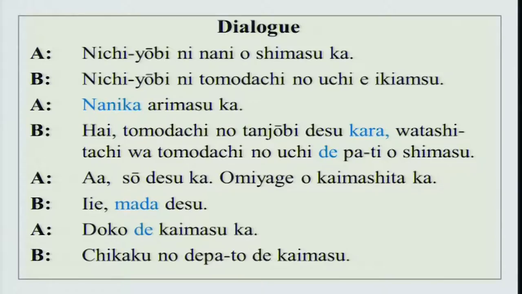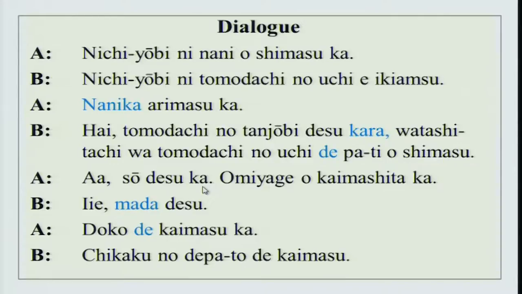Hai, tomodachi no tanjoubi desu kara, watashi tachi wa tomodachi no uchi de party o shimasu. We just did kara, which is reason, in our exercises, in our assignments. So, well, kara is reason for performing a certain activity. And tomodachi no uchi de, this also we have done in our previous lessons. This is a small revision here. Uchi de means performing an activity at a certain place. Party o shimasu.